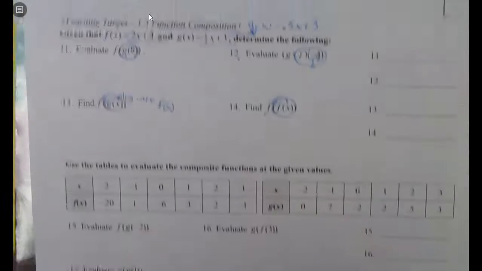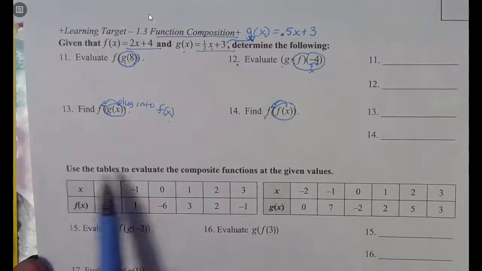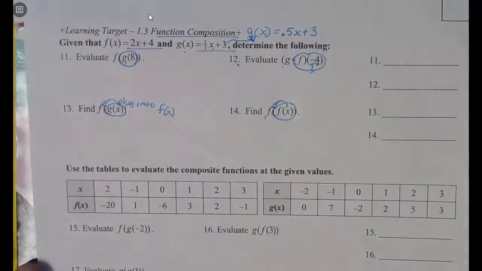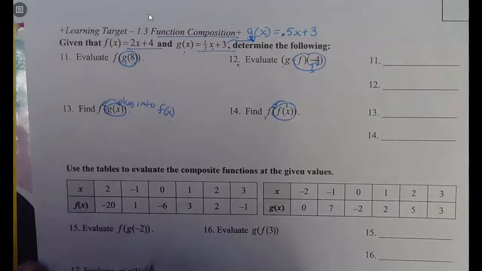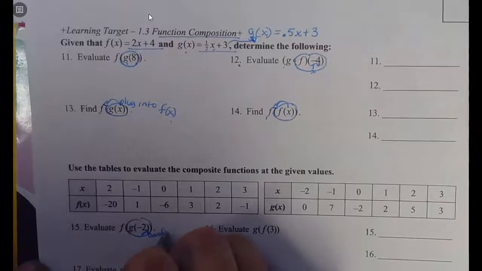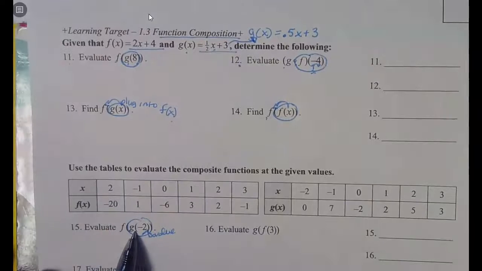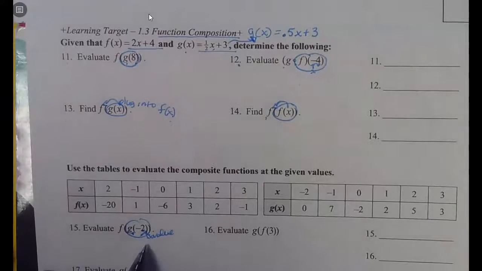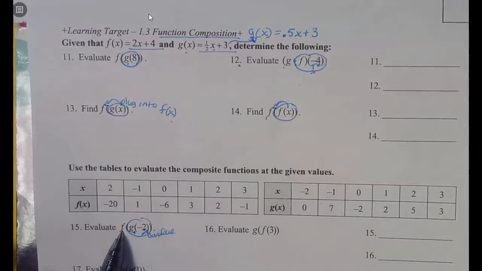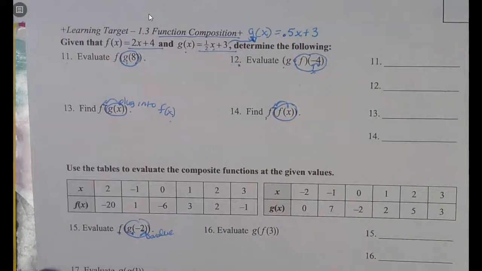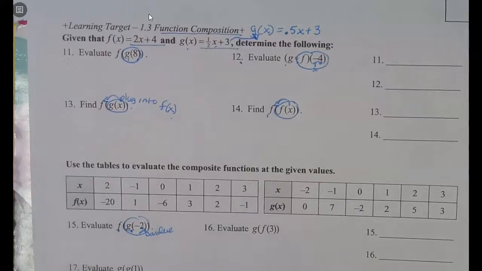All right? 15 through 17, we're going to use the table to evaluate the composite functions at given values. So we start with, make sure we're looking at the correct graph. This is g of negative 2. It gives you the x value, so you go in your g graph, and you find negative 2 in the x spot and see what's across from it. Then you use that new value, and you go into your f function and find what's across from it. So these are all done in the same method, but just different numbers.